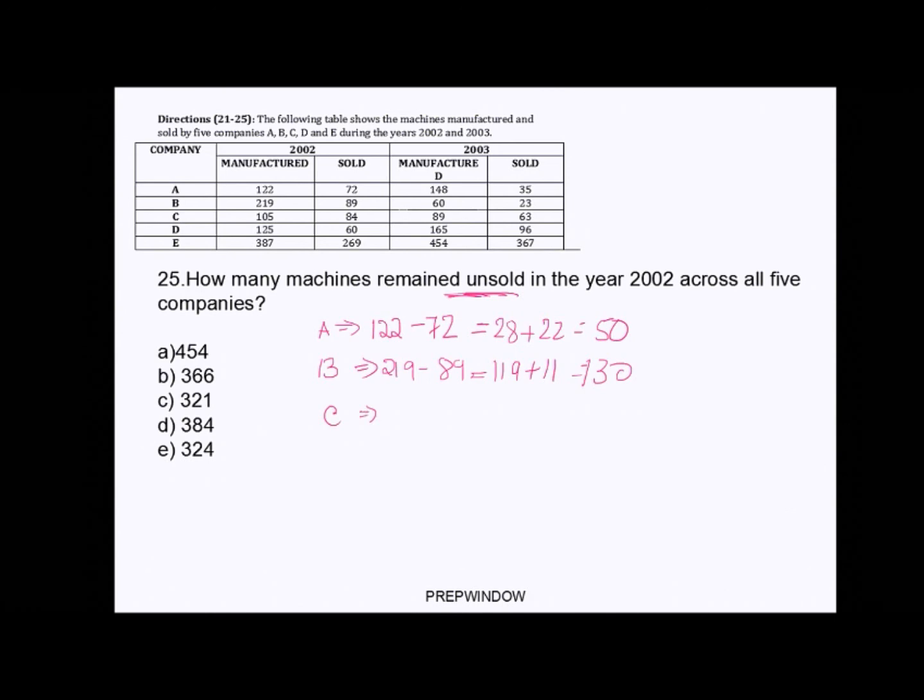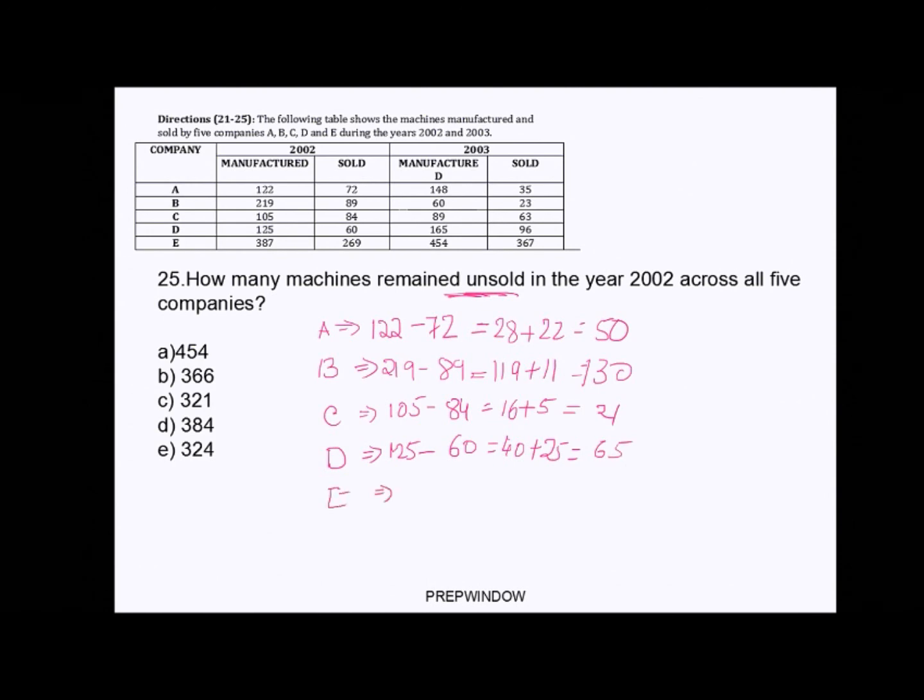Company C: 105 minus 84. This we have calculated for the first question. 84 is 16 less than 100 and 105 is 5 more than 100. So 16 plus 5 is 21. So company C is 21. Now company D is 125 minus 60, which is easy to calculate. 60 is 40 less than 100 and 125 is 25 more than 100. 40 plus 25 is 65. So company D is 65.